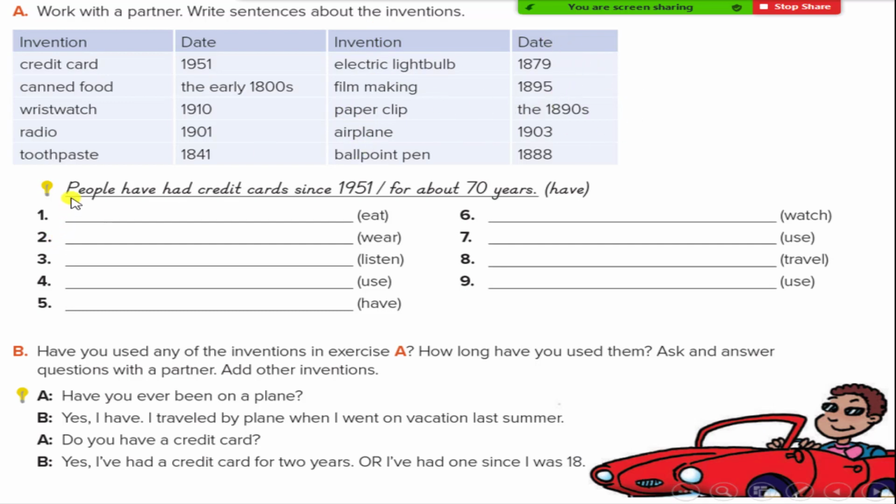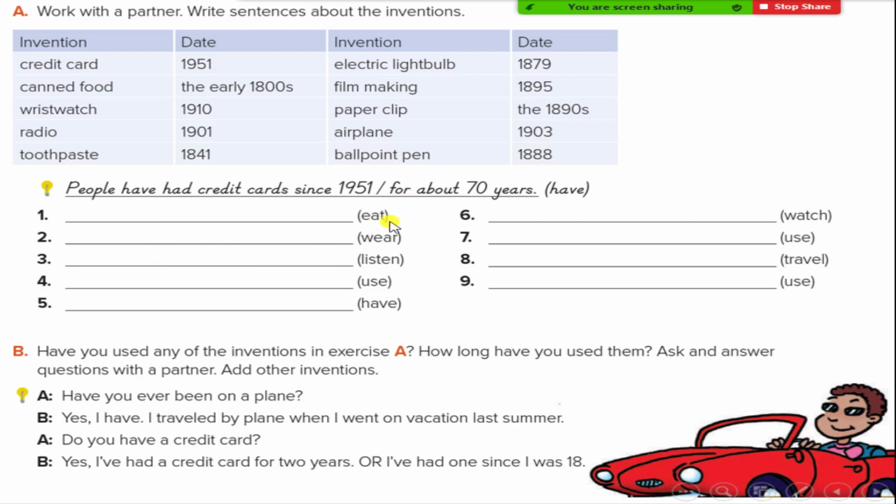Example: People have had credit card since 1951, or for about 70 years. تمام، أو من 70 سنة. لو حسبنا كده 2020 من 1951 أو 2021 يبقى تقريبا 70 سنة، يبقى المدة 70 years. لو البداية since 1951.